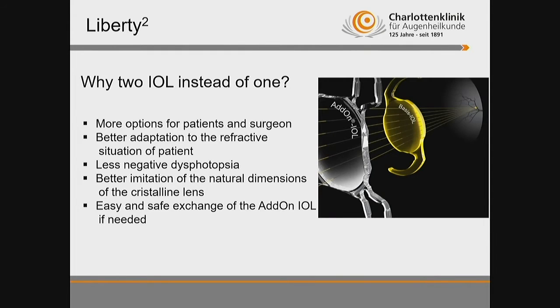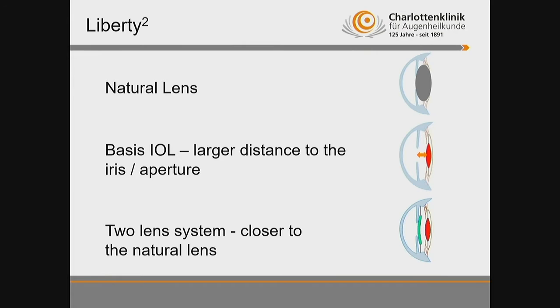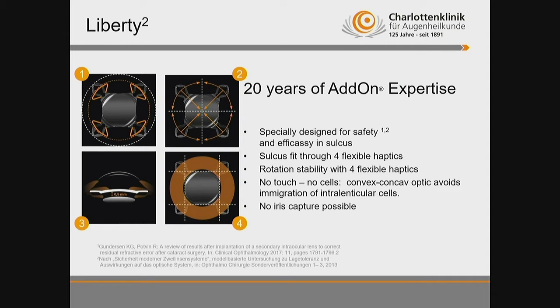Moreover, as you can see in the next graph, the question of why 2 lenses are probably better is not only because you have fewer disturbing side effects, but because having two optical surfaces inside the eye makes a more natural imitation of the dimensions of the natural lens. So if you have a single IOL, there's a larger distance to the iris aperture. In the true lens system, all the pseudophakic situations you create are closer to the natural lens dimensions. This is a new concept, but this is not a new expertise.